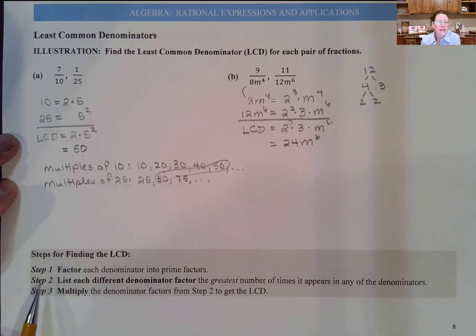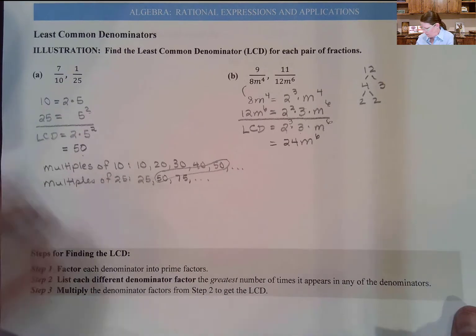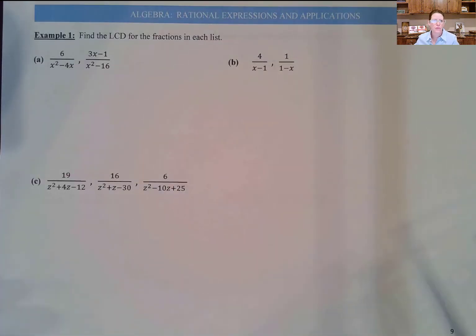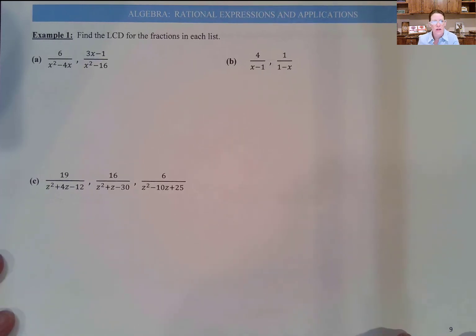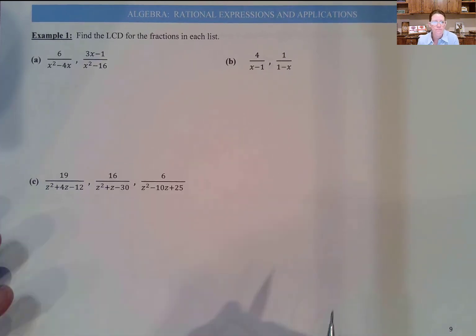So just summarizing with steps for finding the LCD. Step 1, factor each denominator into prime factors. Step 2, list each different denominator factor the greatest number of times it appears in any of the denominators. Step 3, multiply the denominator factors from step 2 to obtain the LCD. And what we're doing here is we're preparing for adding and subtracting fractions, because when we add and subtract fractions, we need to determine a lowest common denominator. So this is prep work for that.